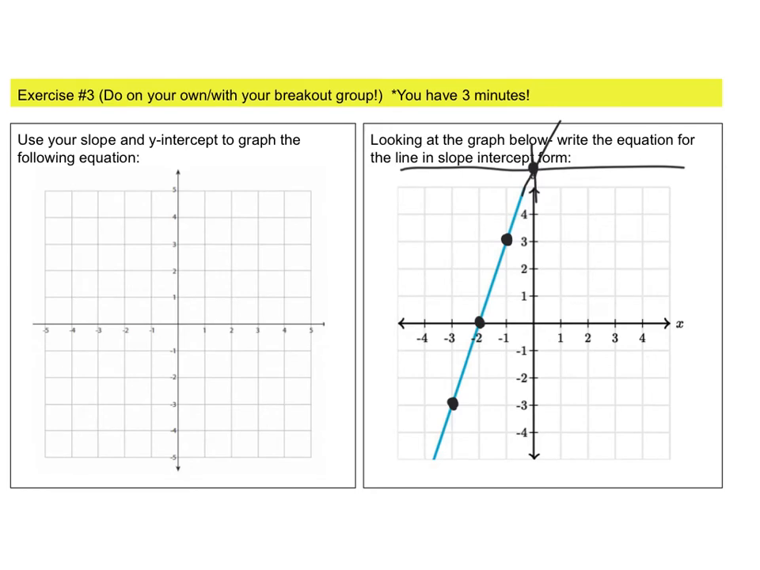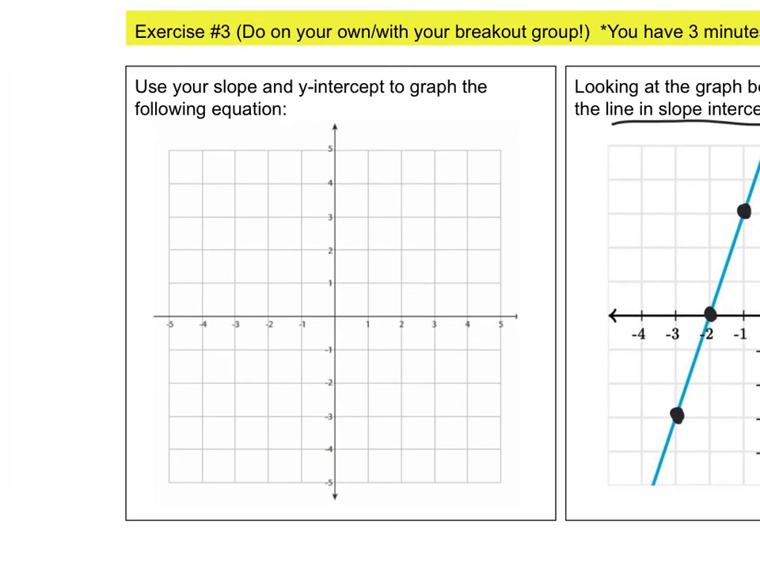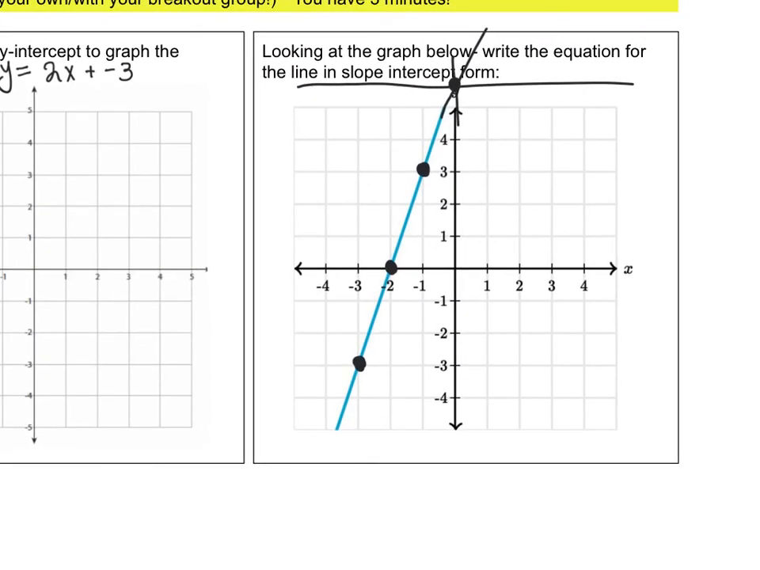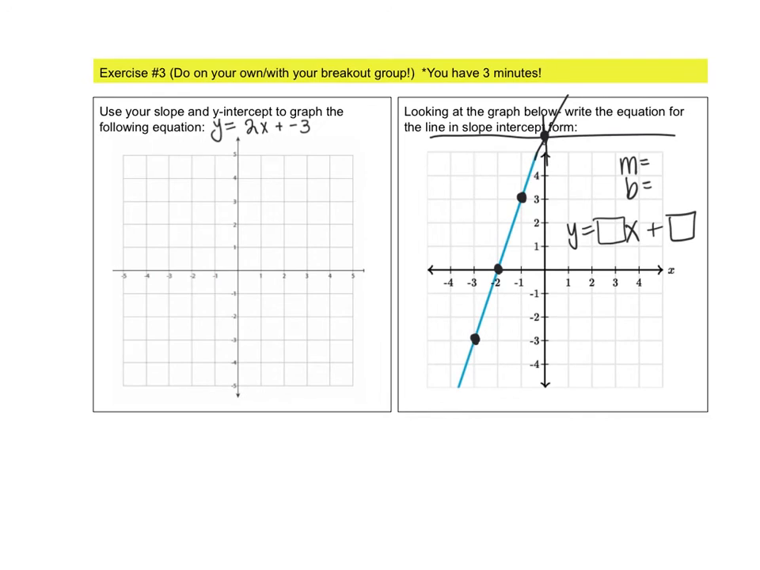All right, you're going to do the same thing here. I do want to point out that there was a tiny mistake, but it's fine. I want you to graph this equation here, y equals 2x plus -3. So please graph that equation. And on the right side, I want you to tell me, what is this equation? What's the m? What's the b? And please write it out in y equals mx plus b format. Okay? Give you a few seconds to do that.